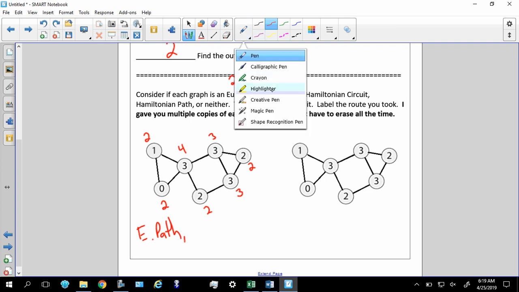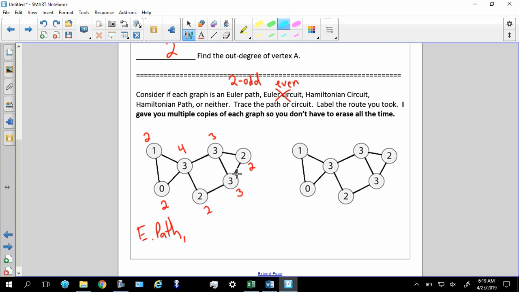If I was going to find a route, I'm just going to start with 3 right here. Boom, boom, boom. There we go. Awesome. That's it, Euler path.